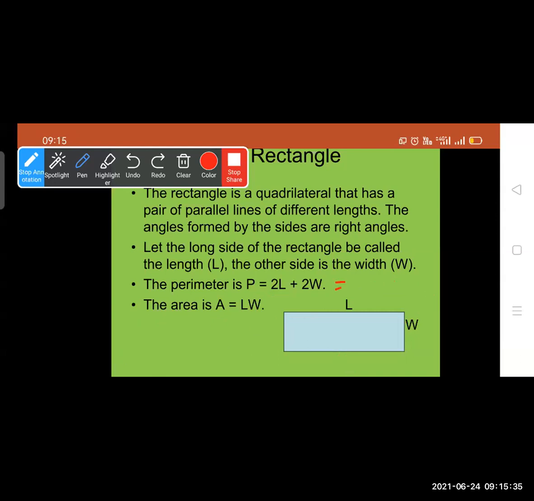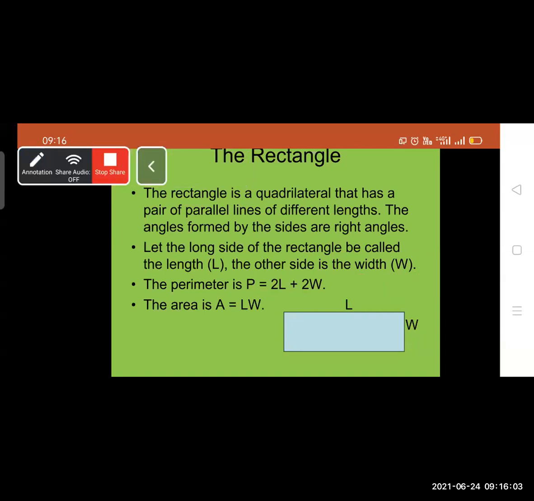You can also write 2 common, L plus W. Okay. So perimeter of a rectangle is 2 in bracket length plus breadth or width. Clear? So 2L plus 2W. And in case of area, we again take two dimensions, that is length and width. So we get A is equal to length into width. Okay, LW means length into width. Clear? So the formula of perimeter of rectangle is 2L plus 2W, and the area is equal to length into width.